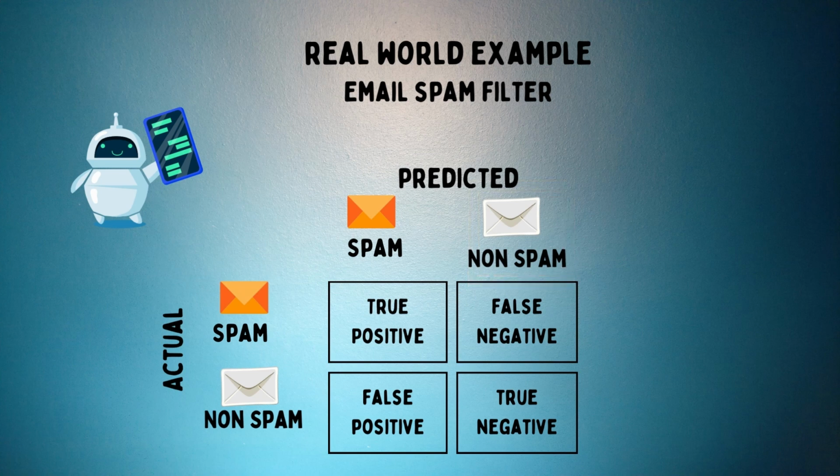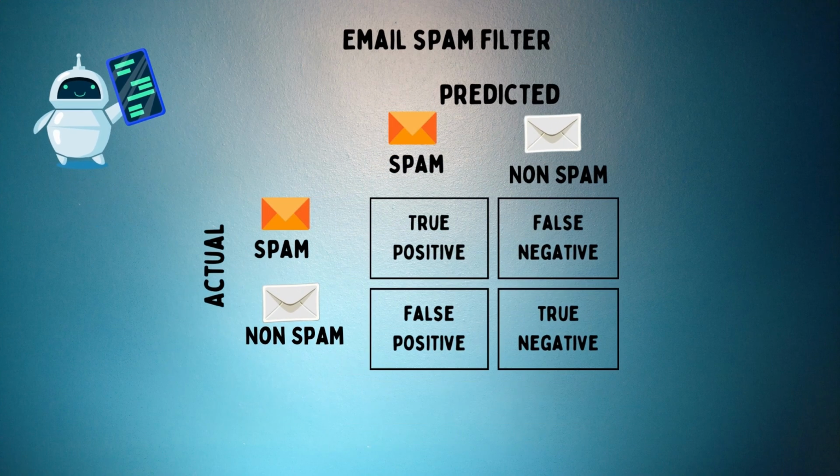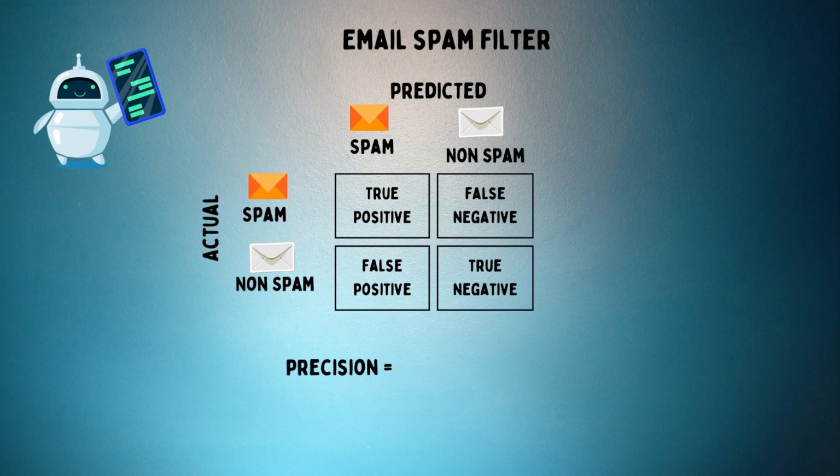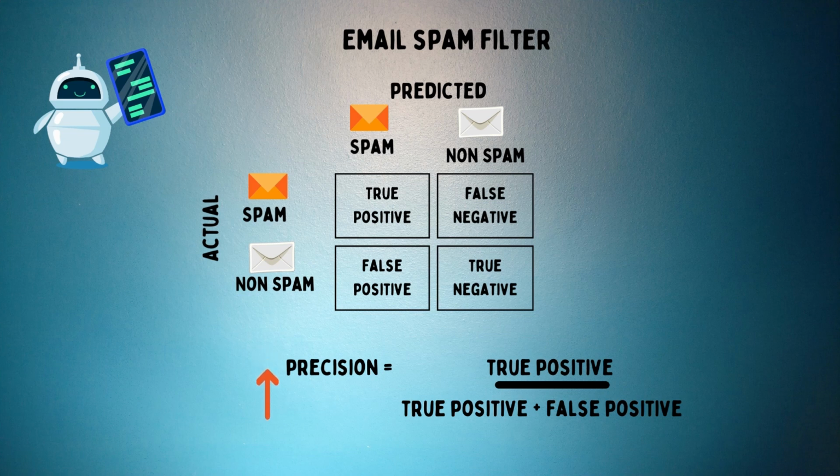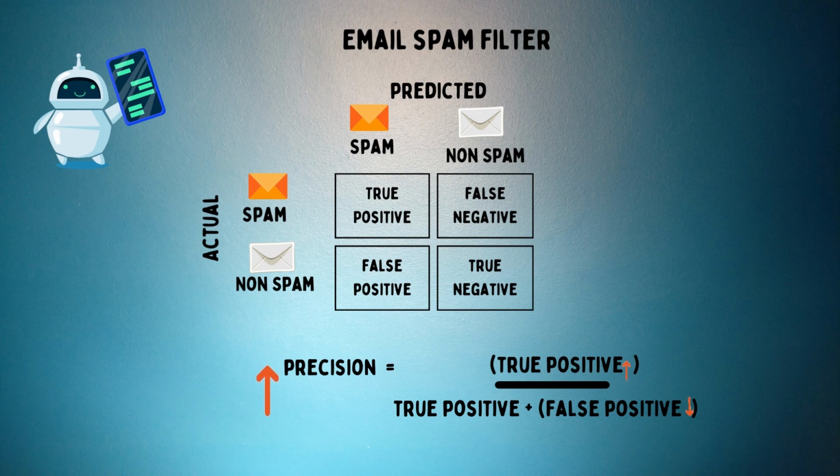Now let's apply precision and recall to this email classification problem. In the context of email classification, precision answers the question of all the emails that my model classified as spam, how many were actually spam. Precision is equal to true positive upon true positive plus false positive. If your model has high precision, it means that when it predicts an email as spam, it is usually correct and it doesn't falsely label too many non-spam emails as spam.